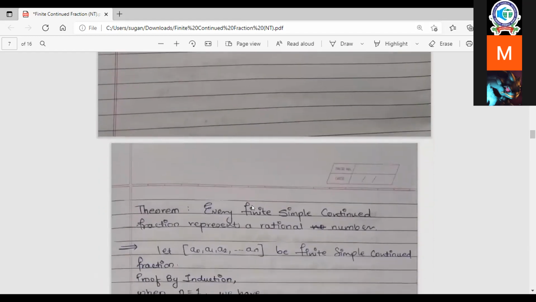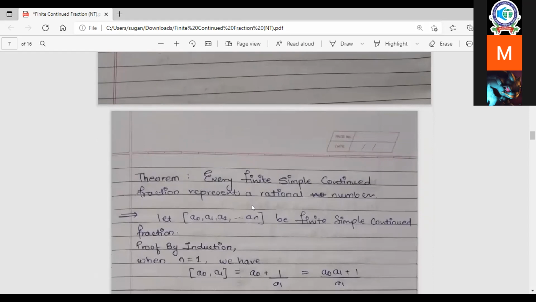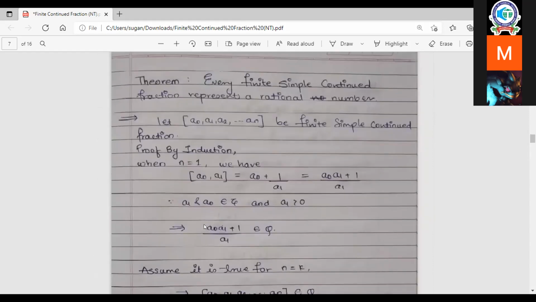The next result is that every finite simple continued fraction represents a rational number. So we assume a finite simple continued fraction, and we will do the proof by induction. When we have n equal to 1, we have a0 and a1, which is nothing but a0 plus 1 upon a1. And if we solve, we get a0 a1 plus 1 upon a1.